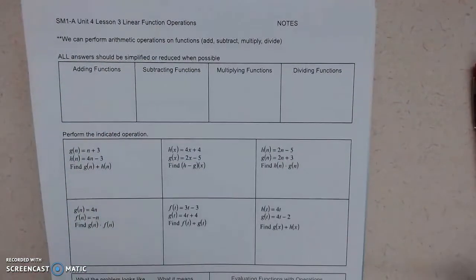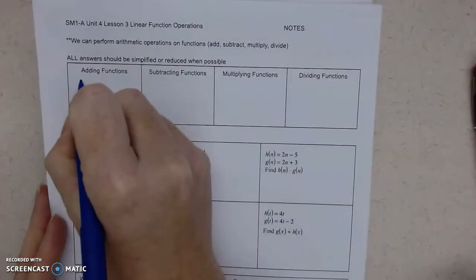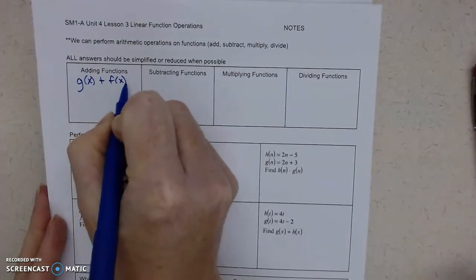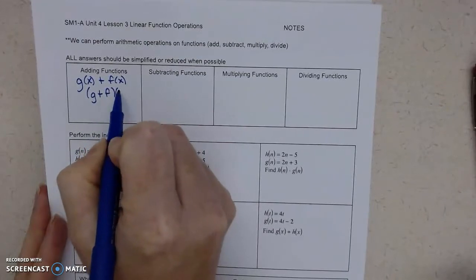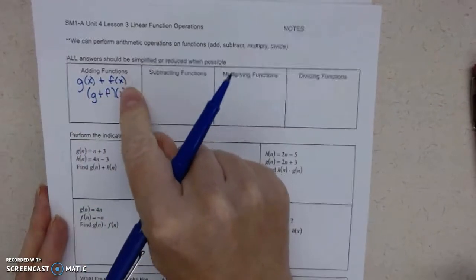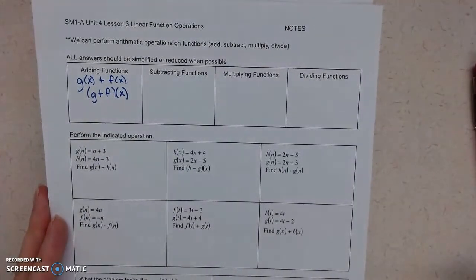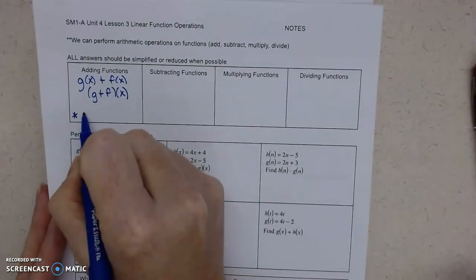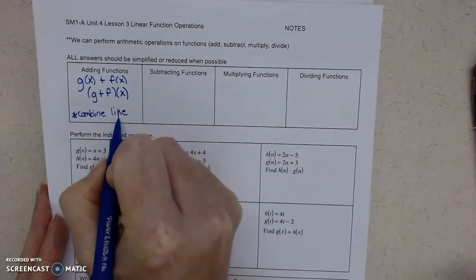So when you add functions, there are two different notations that you might see. You might see g of x plus f of x, or you might also see it written as g plus f of x. Those mean the same thing. It's just two different notations, and we're going to interchange them so you get used to both. But when you add functions, you want to combine like terms.